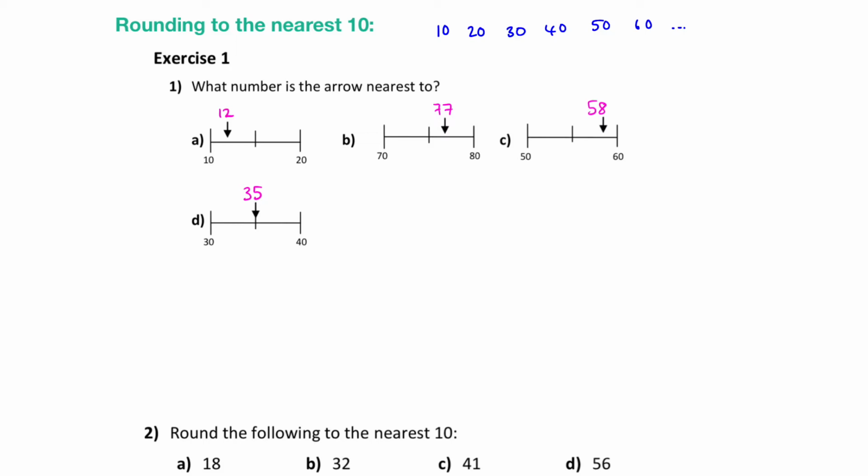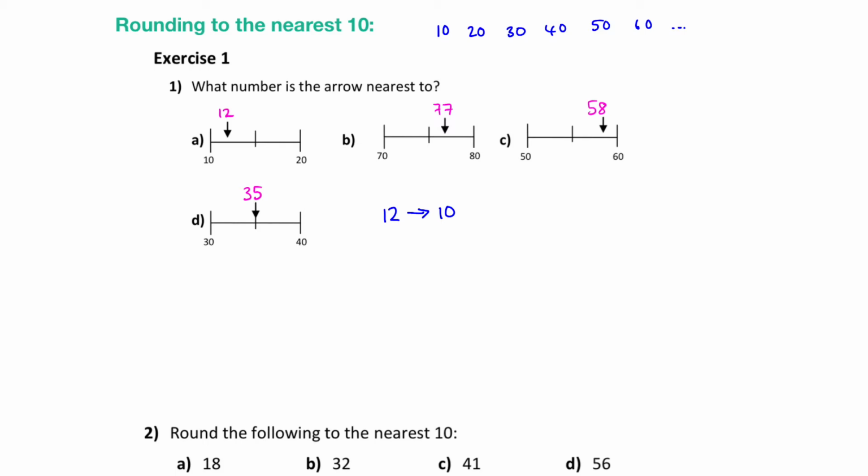Okay, so if we look at these diagrams, if you're working from home, you'll have this on the sheet that I sent home. So in the first one, we've got an arrow where the number 12 would be in between 10 and 20. So which of the numbers, 10 or 20, is 12 closest to? Well, we can see that in the picture, can't we? That 12 is closest to 10. So if we rounded 12 to the nearest 10, it would be 10.